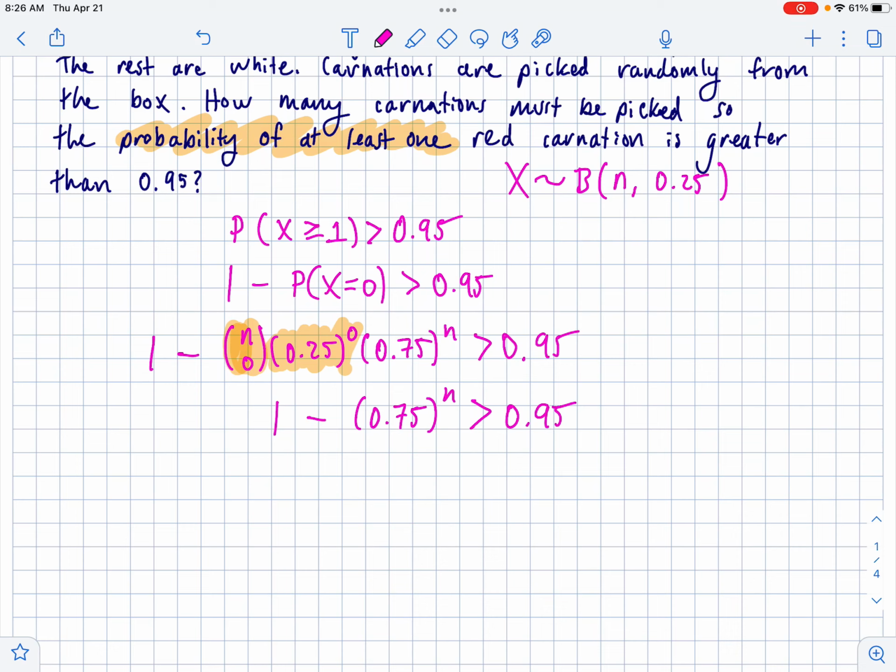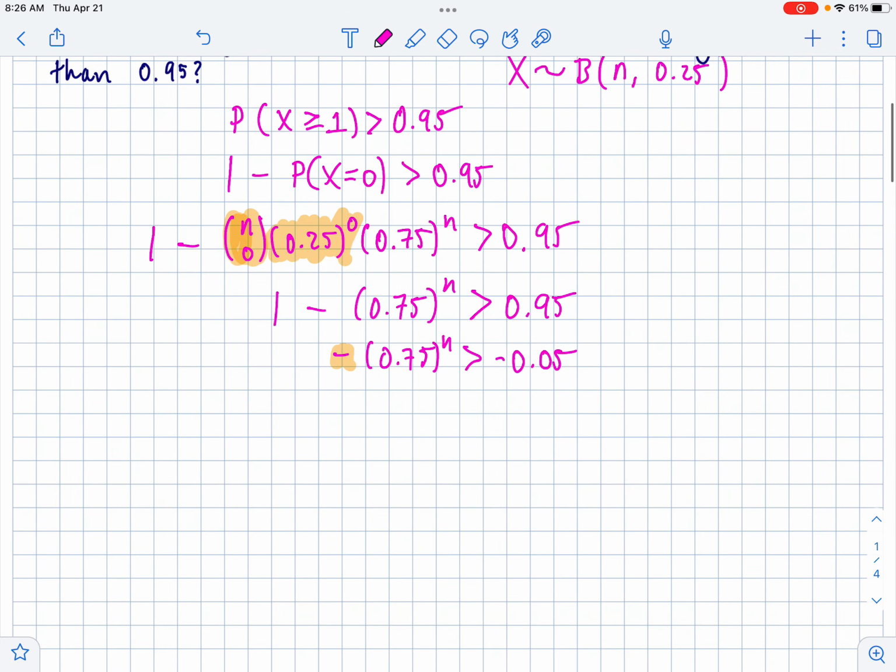Now, we need to solve this, and it's been a while for you guys. We're going to try to get the n by itself. There's two ways I could go about this, but I'll remind you guys of some properties. First I'm going to subtract 1. So we get negative 0.75 to the n is greater than negative 0.05. Then I don't like this negative on the outside, so I'm going to divide both sides by a negative. But anytime you divide by a negative, you have to flip your inequality sign.